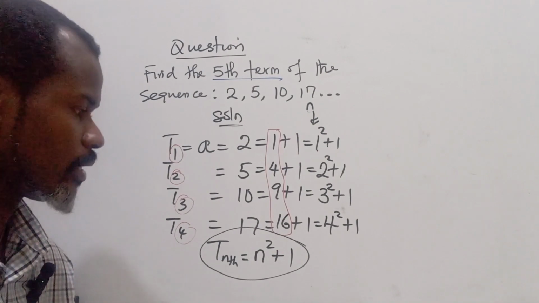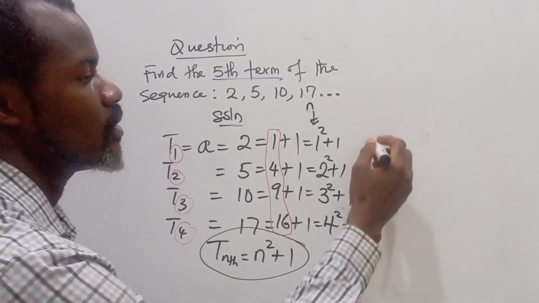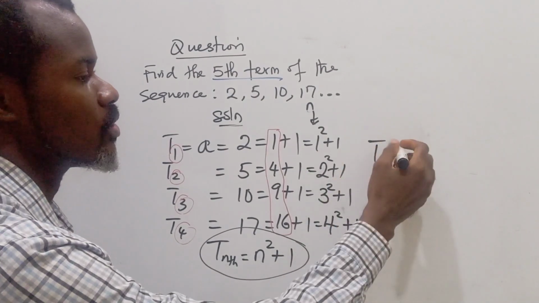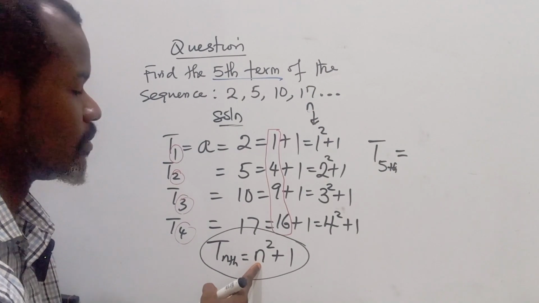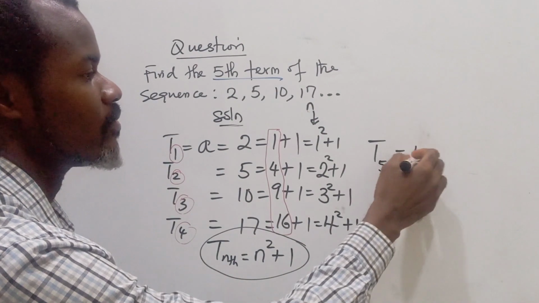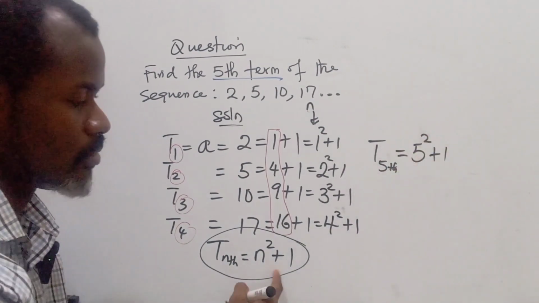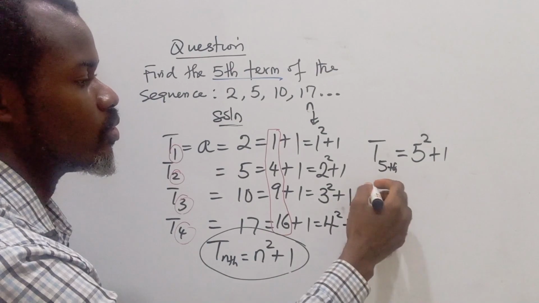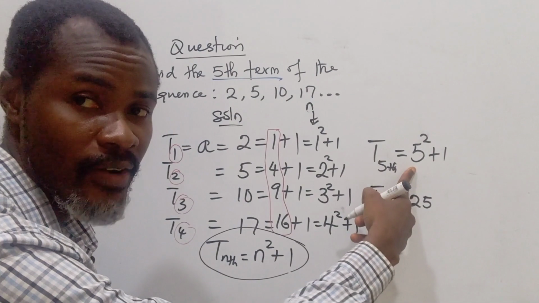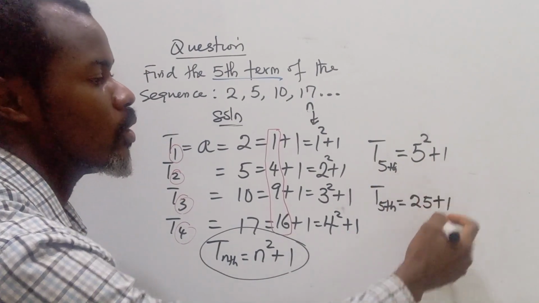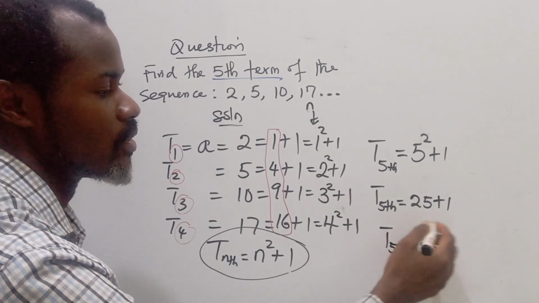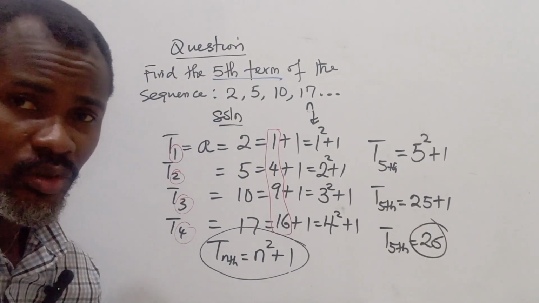To find the fifth term, I'm simply going to say T5 is the fifth term. The fifth term is equal to, so what is n? n has gone 1, 2, 3, 4, so n is now 5, so I have 5 squared plus 1. The 1 is always constant, so 5 squared is 25, plus 1. So the fifth term to this question is actually 26. That gives us the answer to this problem.